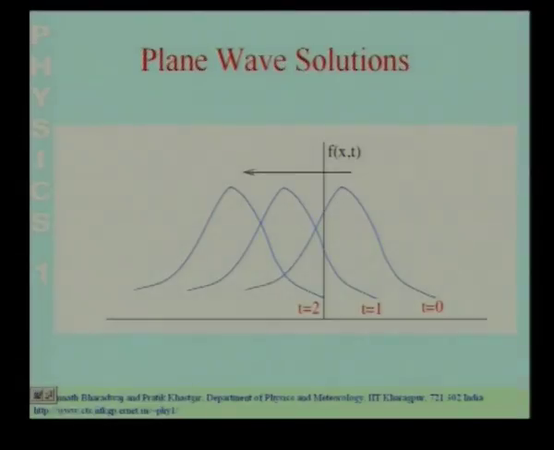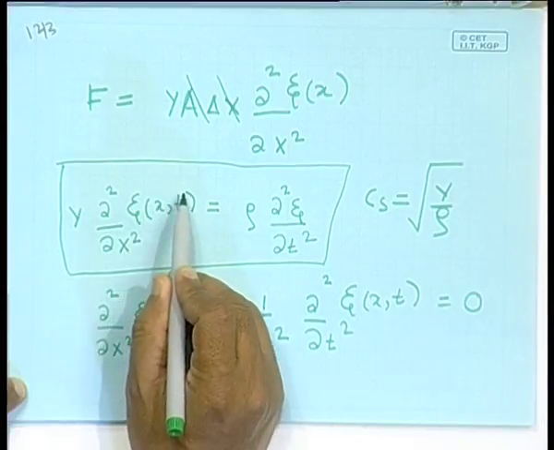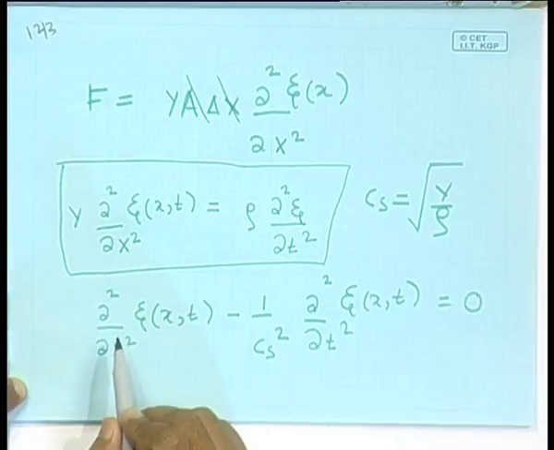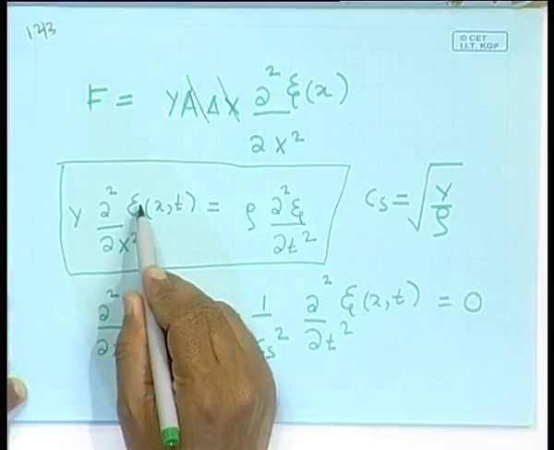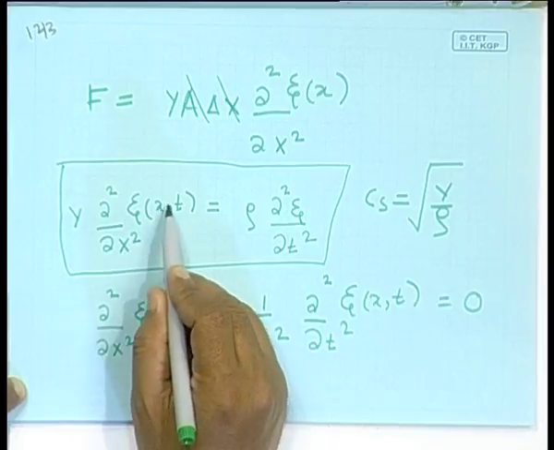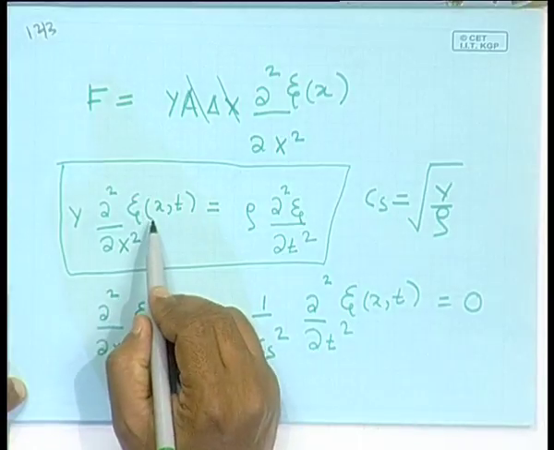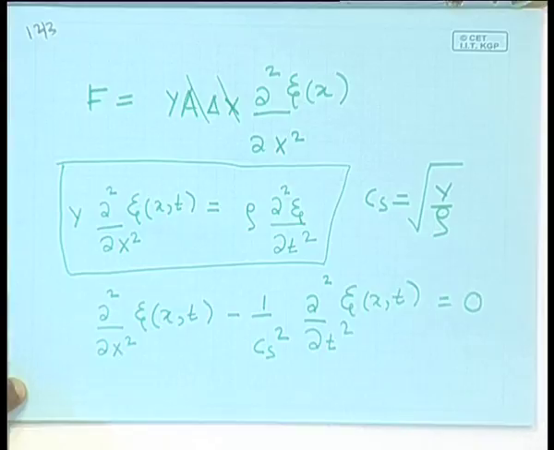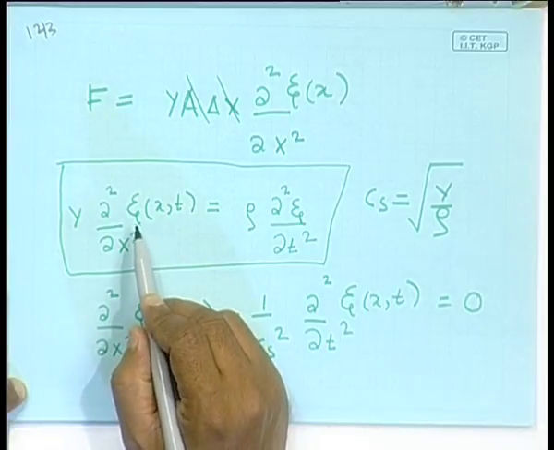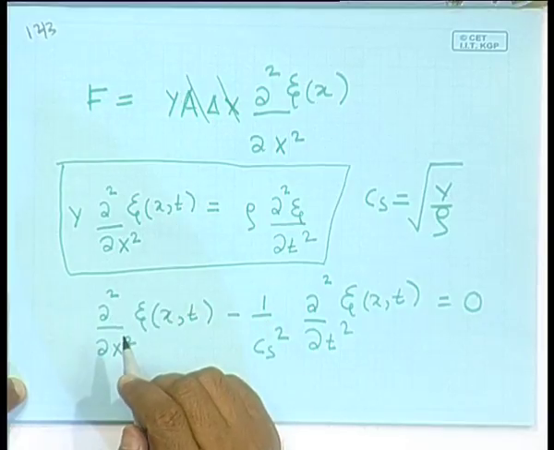So the disturbance was xi. The variable xi represents the displacement of any element of the elastic material, and these displacements are along the x axis, and we had assumed that the displacements also vary only along the x axis. So xi is a function of x. The only spatial variable that xi is a function of is x, and it is a function of t also.